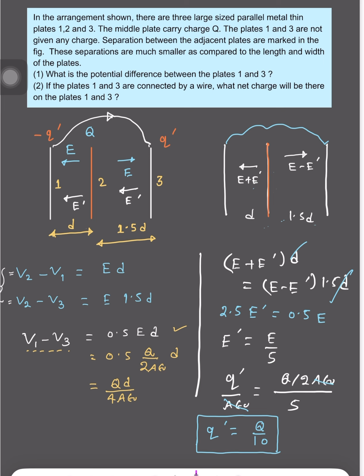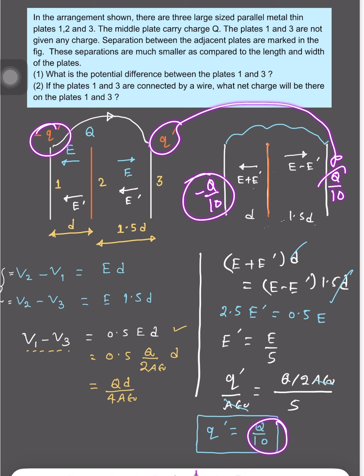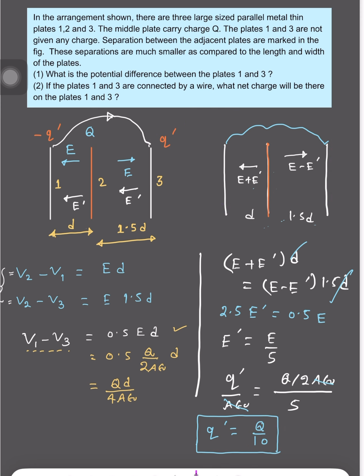So charge on plate 3 will be Q by 10, and here it will be minus Q by 10, because Q dash we have obtained as Q by 10. Here it is minus Q dash, so minus Q by 10. So this is the answer. This is a problem worth it for JEE Advanced only.